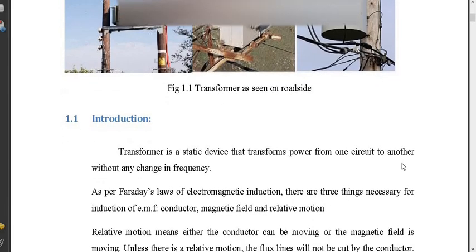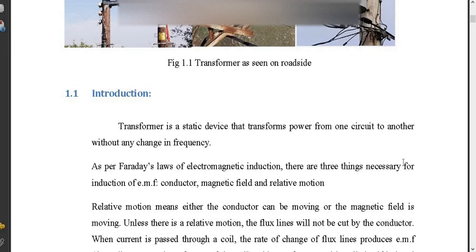frequency. As per Faraday's laws of electromagnetic induction, there are three things which are necessary for induction of EMF. One is conductor, second is magnetic field, and third is relative motion. The moment I say relative motion, it means it can be the conductor which is moving, or it can be the magnetic field which is moving. When it is the conductor which is moving, the induced EMF is called dynamically induced EMF, and when the magnetic field is moving, it is called statically induced EMF.